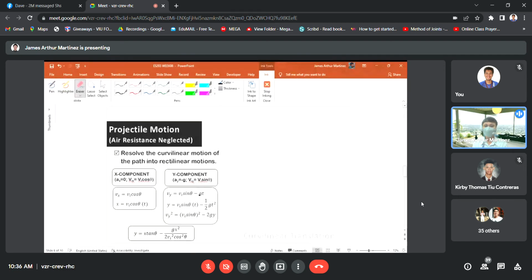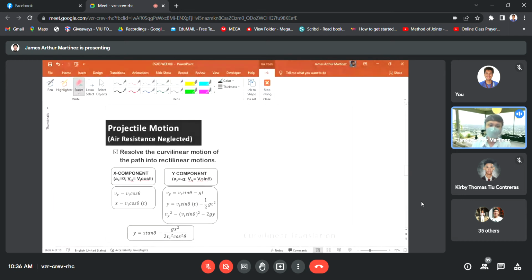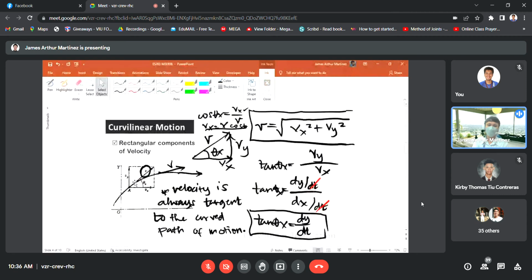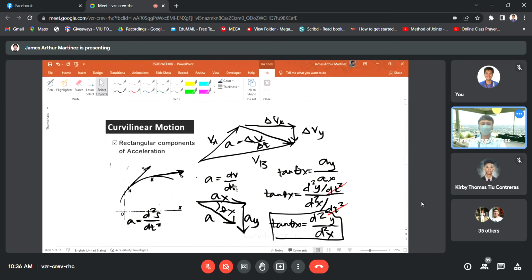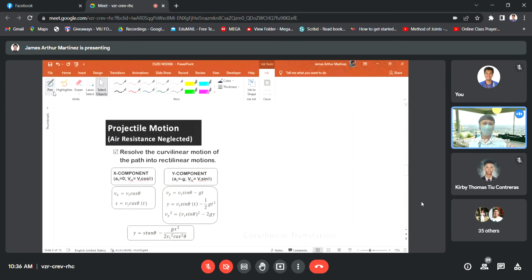Now, for the velocity of your y component in projectile motion, it is the same case as the x component. It is derived from the rectangular component of velocity. Since we want Vy, you take the sine function.